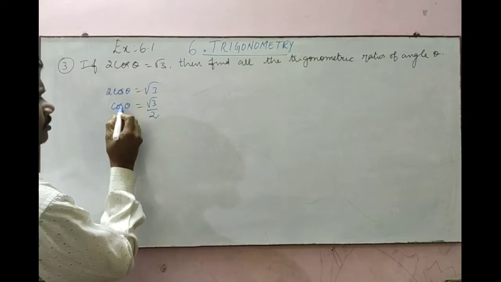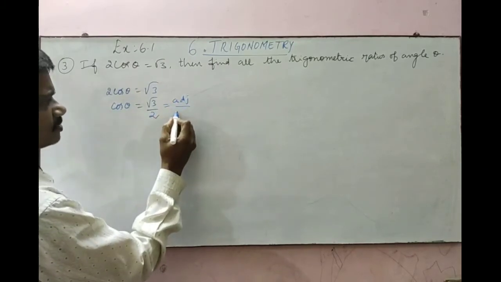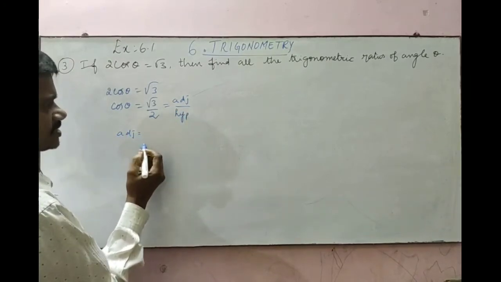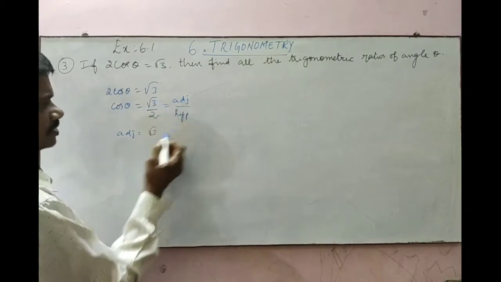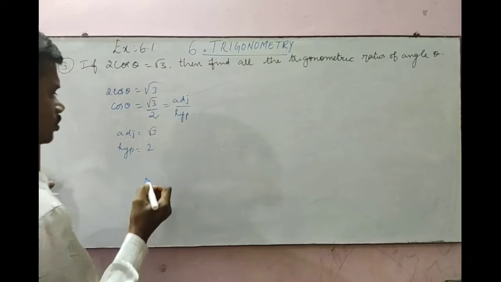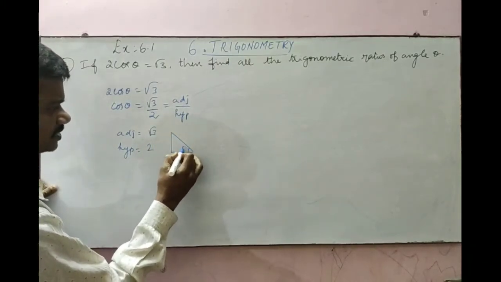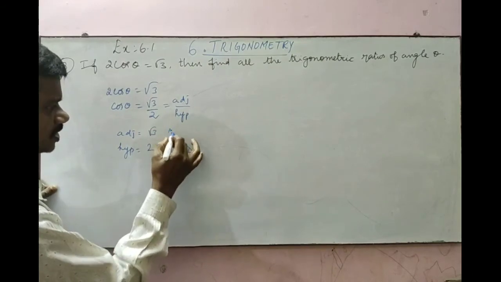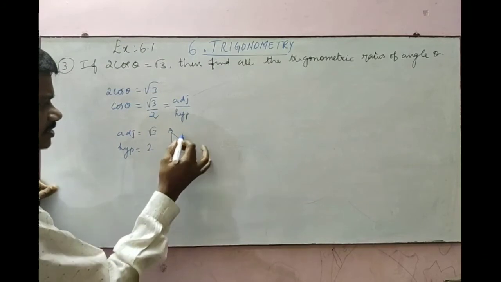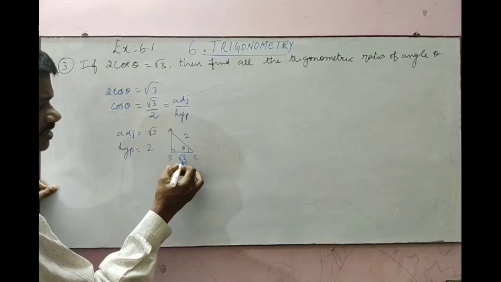We know that the formula for cos theta is adjacent side by hypotenuse side. So what is the adjacent side here? Root 3. What is the hypotenuse side? This is 2. So if you consider a right triangle, we can draw a triangle ourselves. We can fix theta here, and even give it a name, for example ABC. If this is theta and this is 90 degrees, this side is the hypotenuse 2. The side next to theta is the adjacent side.